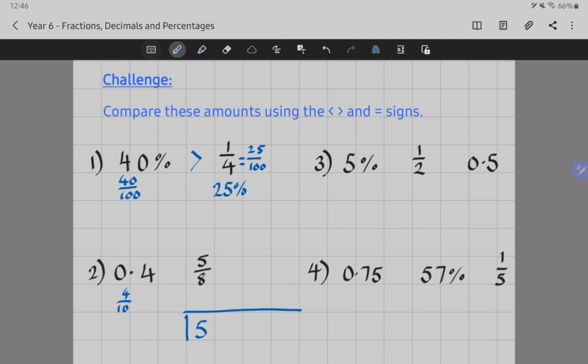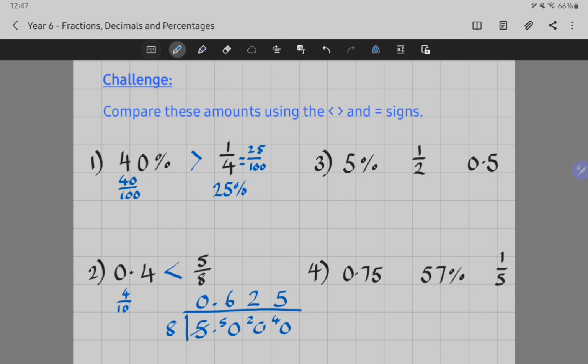So 5 divided by 8. 8 into 5 doesn't go. Pass on the 5. 8 into 50. 8 times table. It'll go 6 times. 6 times 8 is 48. I've got 2 left over. 8 into 20. Well, that goes twice. 2 times 8 is 16. I've got 4 left over. 8 into 40 goes exactly 5 times. 0.625. So 5/8 is larger. Yeah, tricky one, that one.